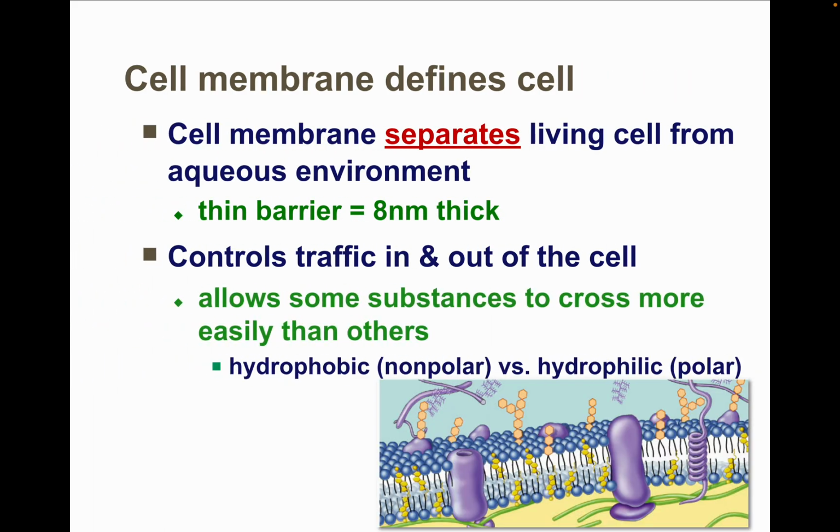So the cell membrane separates the living cell from the aqueous environment. Aqueous meaning liquid environment. It's a really thin barrier. It's about 8 nanometers thick. So 8 millimeters is really small. Now imagine a fraction of that being nanometers, right? We sometimes have a hard time contemplating how big that actually is. It's really tiny. It also controls traffic in and out of the cell, and in the next lecture, we're really going to explore how that happens. So it allows some substances to cross more easily than others. The hydrophobic nonpolar will get through, especially the very small, and the hydrophilic polar will not be able to get through. Remember, this acts as like a repulsion of those polar molecules.